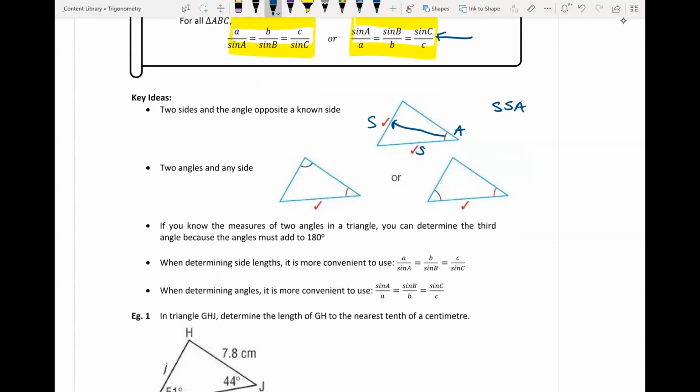Or we could also use it when we have two angles and any side. So we have AAS, that's angle, angle, side. And lastly, angle, side, angle, ASA. Then we know that we can use our sine law.